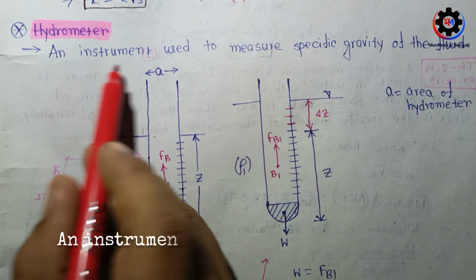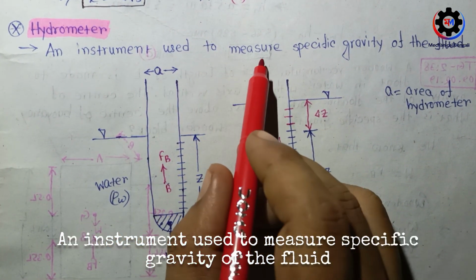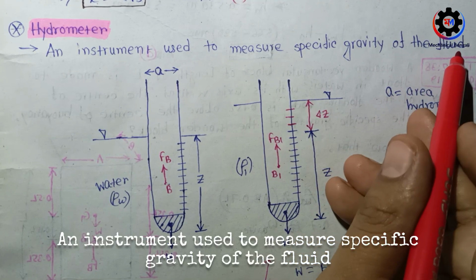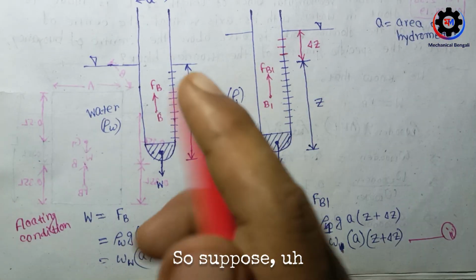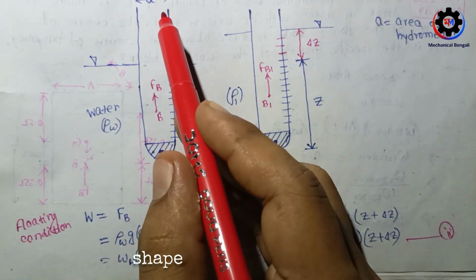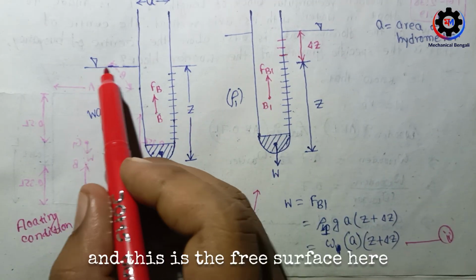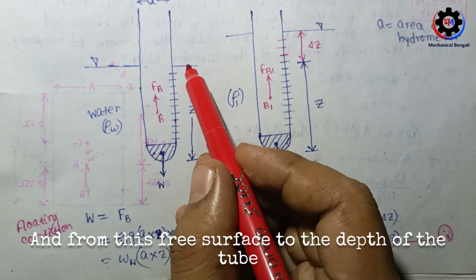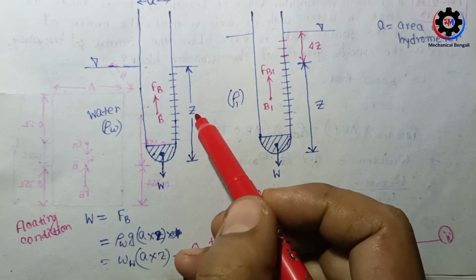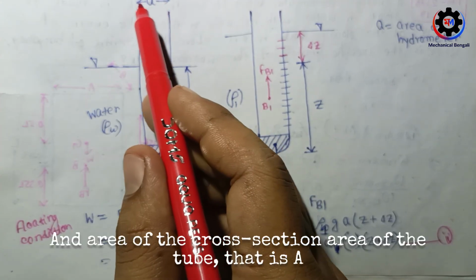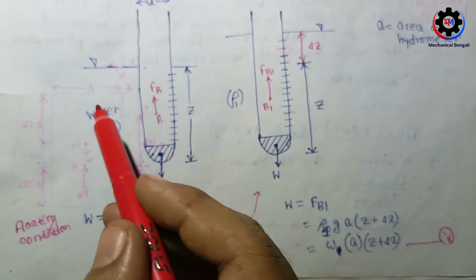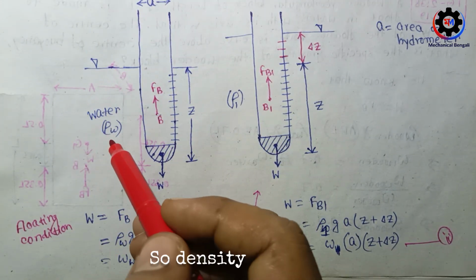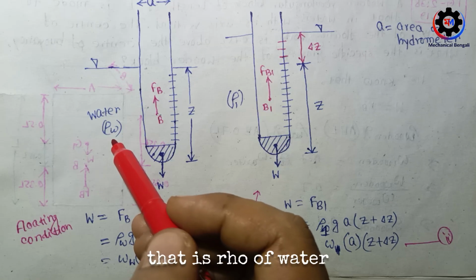Hydrometer, an instrument used to measure specific gravity of the fluid. Suppose this is the tube-like shape, and this is the free surface here. From this free surface to the depth of the tube, that is Z, and the cross-section area of the tube, that is A. Suppose this is in the water, so the density of water is rho of water.